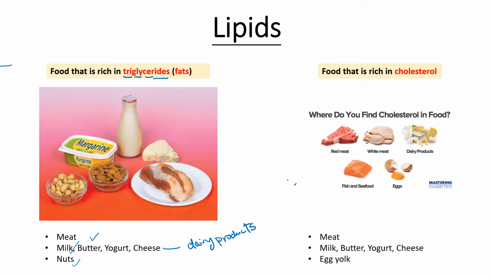Another type of lipid is called cholesterol. Again, you'll find it in similar food sources of animal food, meat, and dairy products, but also specifically in egg yolk, which is really, really rich in cholesterol.